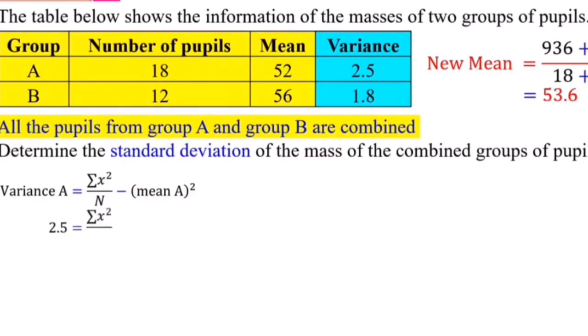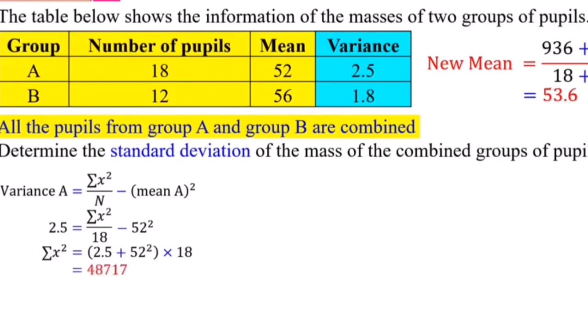Then we minus with the mean square. Mean for group A was given 52, so 52 square. So we simplify: sum of data square is (2.5 plus 52 square) times 18. So the answer is 48717. Okay, then we find the variance for group B.